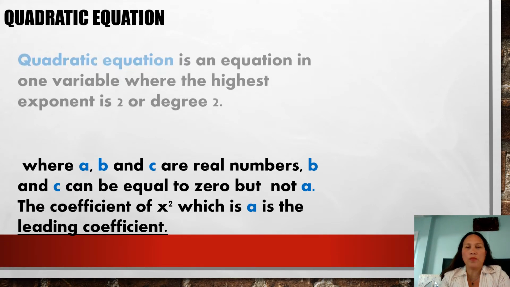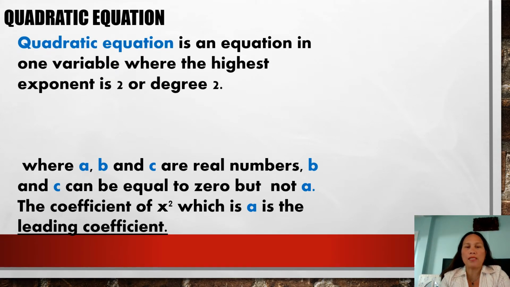Okay, now, a quadratic equation is an equation in one variable where the highest exponent is 2, or in degree 2. Now look at this. It is an equation in one variable. So there is only one kind of variable that you can see in the given equation. You need to check that in order to identify if it's quadratic or not. And the highest exponent of that variable should be 2.